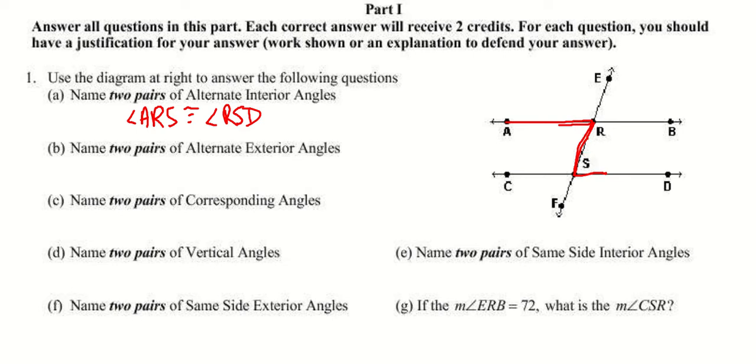Two pairs of alternate exterior angles. So alternate exterior angles, I'm just going to erase our markings here, are always on the outside of the parallel lines and on opposite sides of the transversal. So that's angle ERB, and then switch sides and lines, and that would be this one.